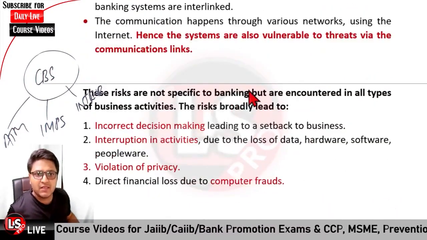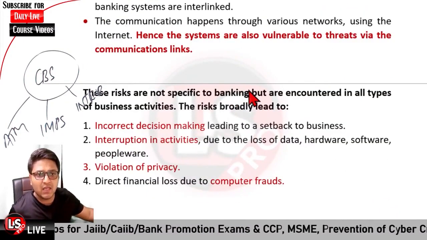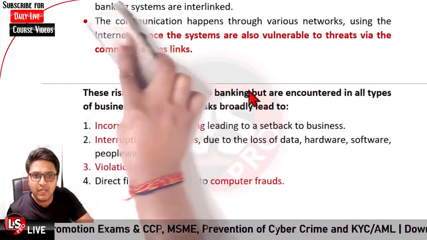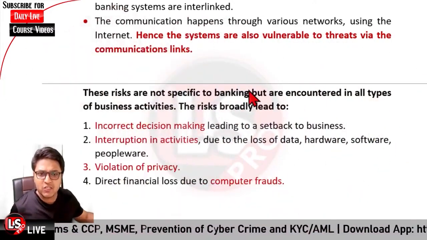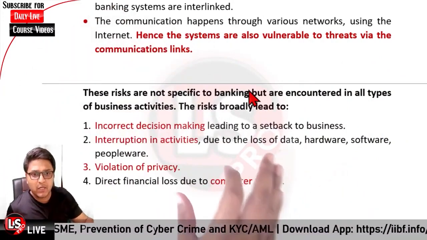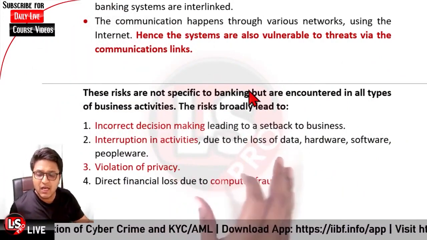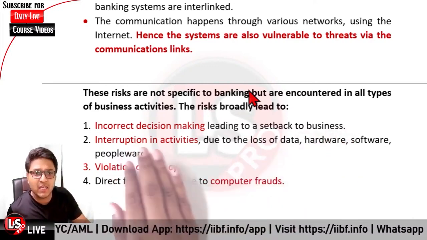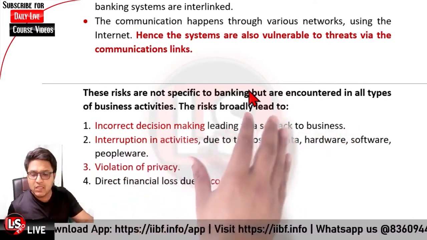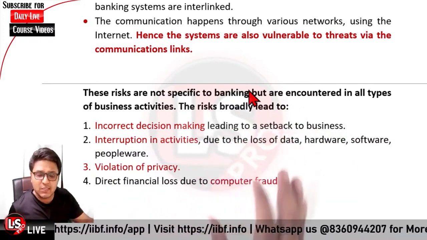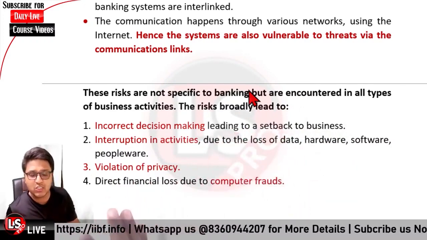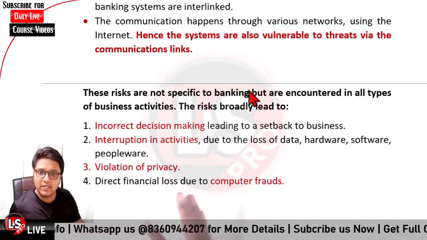Okay, the risks are not specific to banking, but are encountered in all types of business activities. It is not only the banking industry where the risks are present, but all types of business activities are prone to these kinds of risks. And what the risks are, basically it could be regarding incorrect decision making. Further, if we are using some kind of decision support system, as we read in the previous case, we use the decision support system so as to help us while taking a decision.